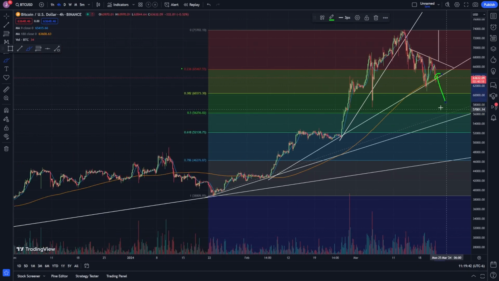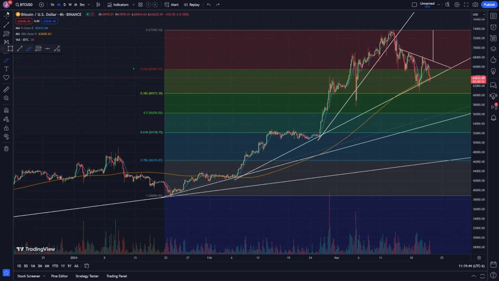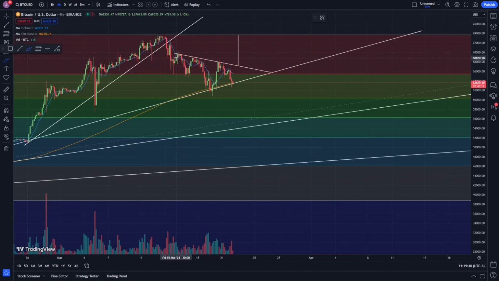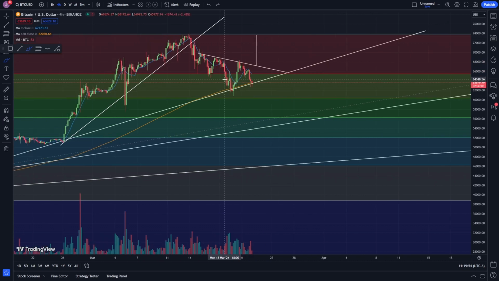If we break to the downside, I have a feeling that we will, but we don't know yet. And also, like I was saying, this pattern kind of looks like a head and shoulders. In my opinion, on the Ethereum chart, it looks a little bit more like it, so maybe I'll make a video on that. If we get a bounce right here though, then that could potentially be a head and shoulders pattern, in my opinion. Let me know what you guys think though.